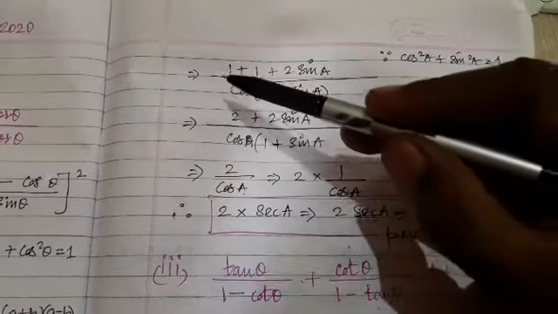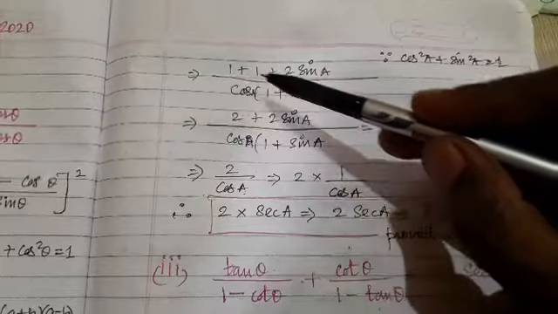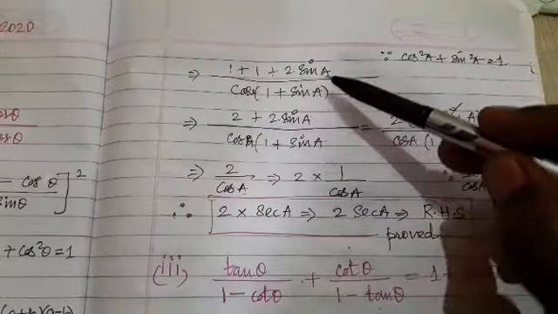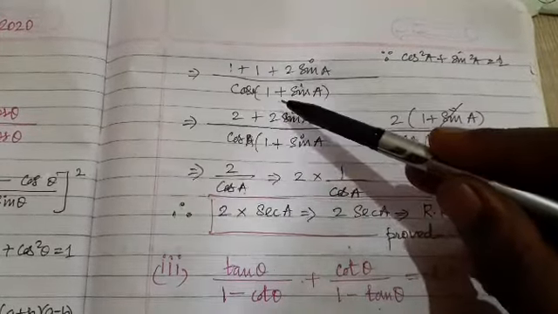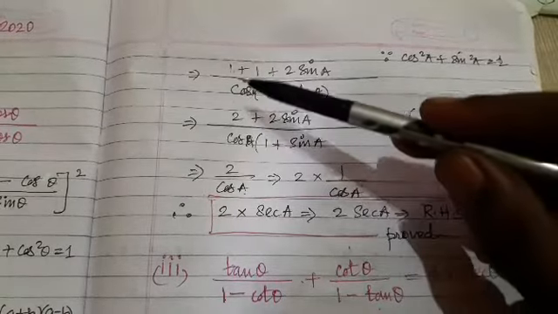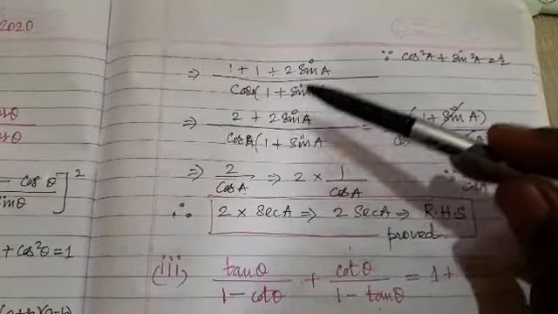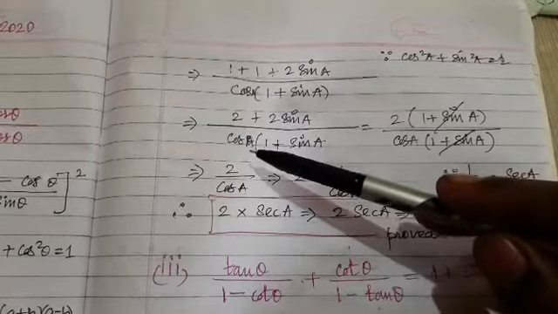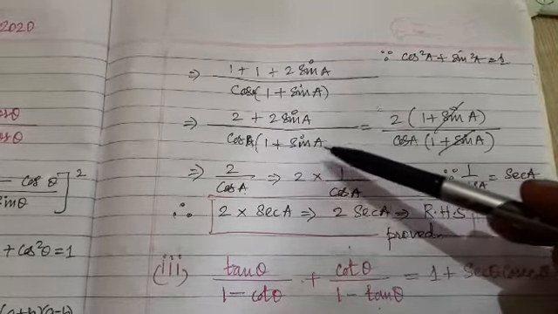So I am grouping cos square A and sin square A, that is equal to 1. Already 1 is there, plus 2 sin A is there, upon cos A bracket 1 plus sin A. Then 1 plus 1, I am adding, 2 plus 2 sin A. In the denominator, cos A bracket 1 plus sin A.